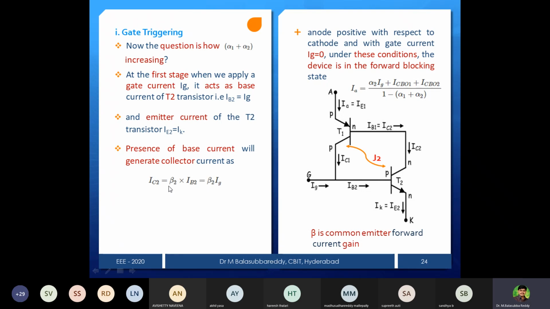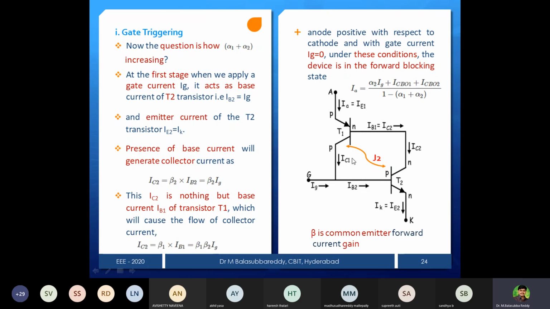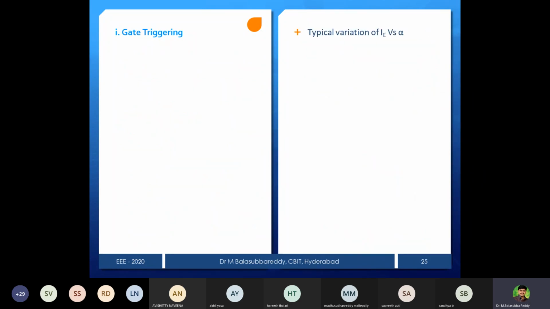Collector current IC2, first this will trigger, no? That is beta 2 related to transistor 2, that is the common emitter forward current gain, into IB2. So now IC2 is nothing but the base current of transistor 1. Whatever sequence I told, that only I represented here. So now this also will increase. Once that increases, IC1 is nothing but beta 1 into IB1. IB1 is the same as this, because IB1 is equal to IC2 only. Then we'll get beta 1 into beta 2 into IG. And now what is further?